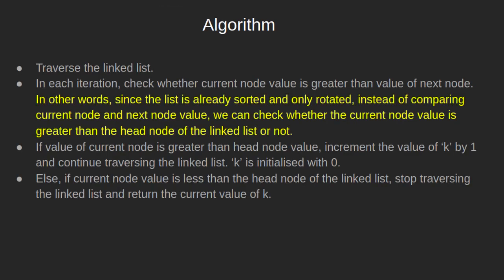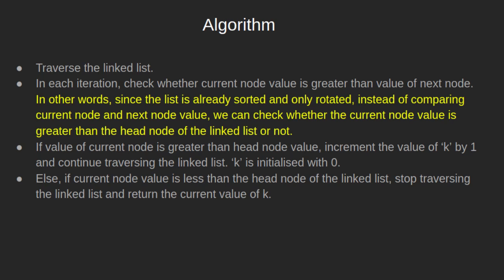Now let's see the algorithm to solve the given problem. We traverse the given linked list. In each iteration, check whether the current node value is greater than the value of the next node. In other words, since the list is already sorted and only rotated, instead of comparing the current node and next node value, we can check whether the current node value is greater than the head node of the linked list or not. If the value of the current node is greater than the head node value, increment the value of k by 1 and continue traversing the linked list.